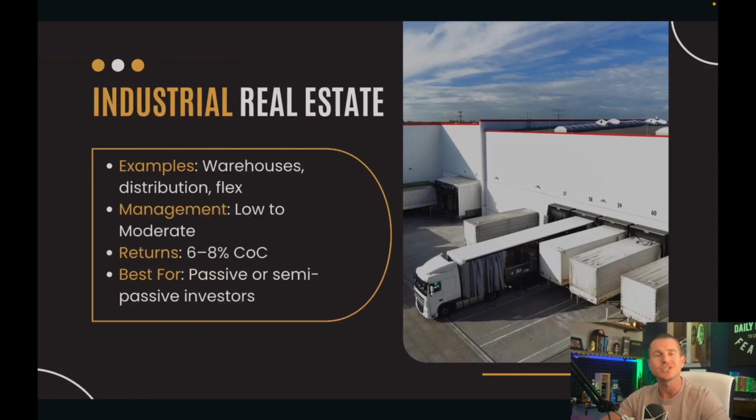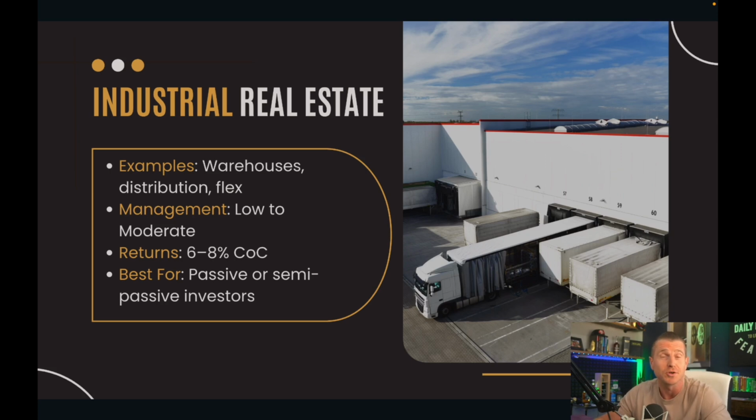Next, we have industrial real estate. Those are obviously going to be the warehouses, the distribution centers, what we call flex industrial, which is like the small contractors that maybe need a little office and a little bit of storage or warehouse space, right? The flex term is where that falls into. And these can be low to moderate management. And depending on the leases, right, it all comes down to the leases.